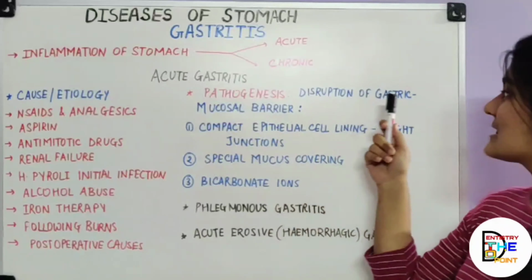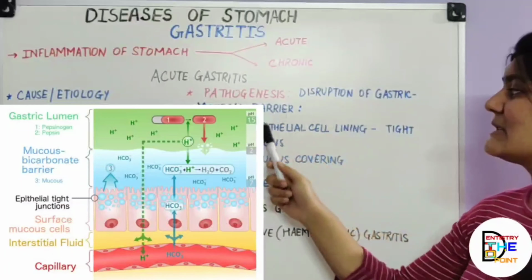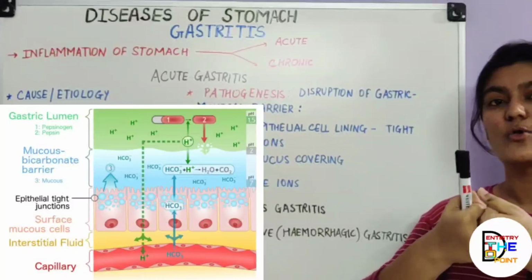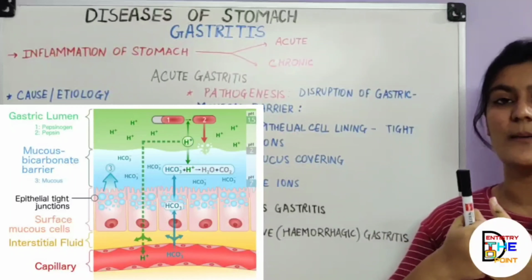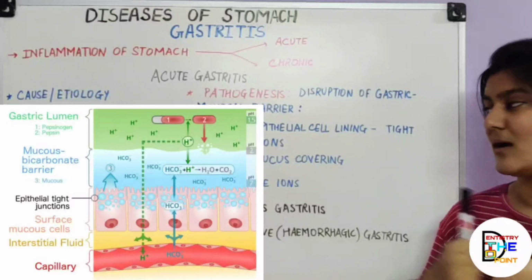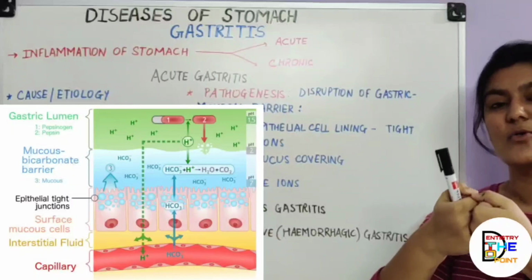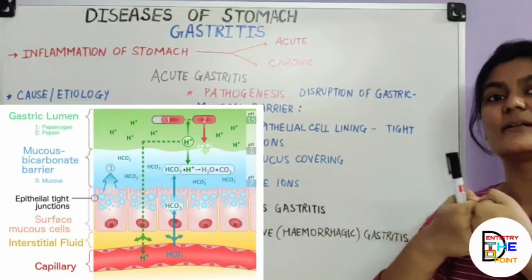Now this gastric mucosal barrier is a complex of three protective systems or three protective layers. Firstly is your compact epithelial cell lining. The epithelial cells present in the gastric mucosa have tight junctions, so that they can repel the harsh acid and it does not destroy the mucosa. So tight junctions is the first thing. Second is the special mucus covering. The superficial cells or the surface epithelial cells secrete mucus which forms a protective gel coating on the cells so that the acid does not cause any damage there.